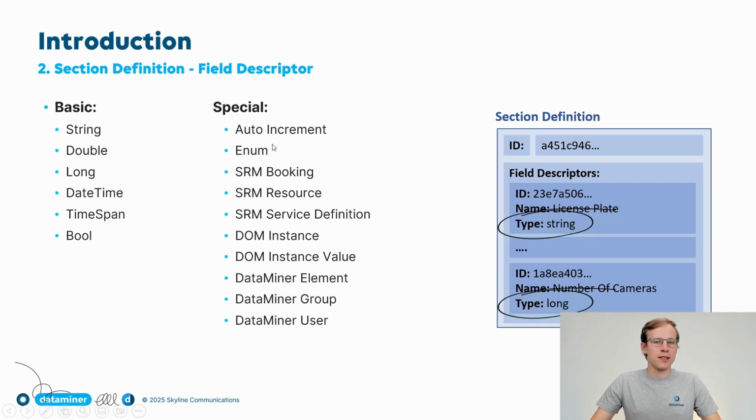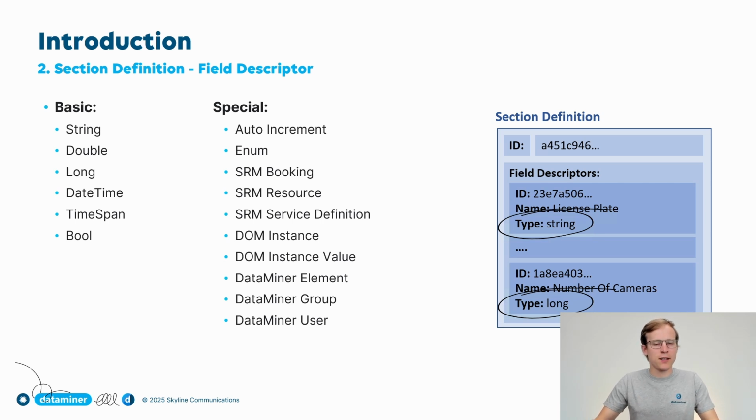The second special field is an enum, and that is the field that we'll need to have our dropdown. An enum field contains a list of predefined values, a predefined discrete set of values where you will be able to choose one or multiple.